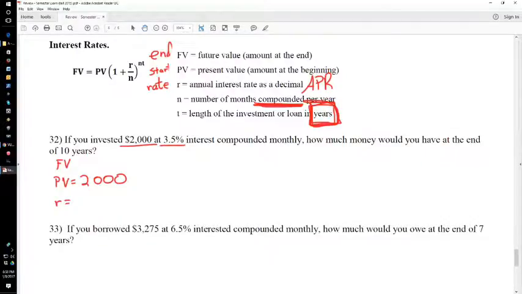And I'll go ahead and move the decimal twice, turn it into a decimal. It has to be used as a decimal. Okay? And it says compounded monthly. Well, if you do something monthly, how many months are in the year? 12. Therefore, you do it 12 times in a year. And then our time. Well, how much money would you have after 10 years? All right. So, fill in your equation.